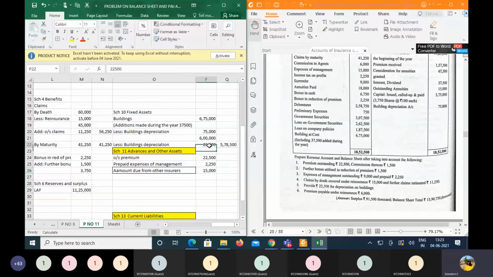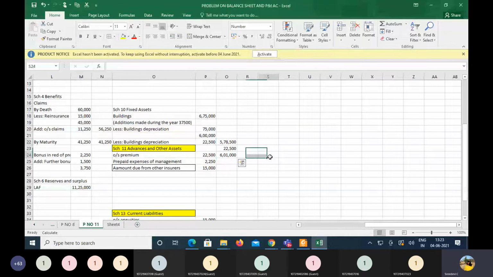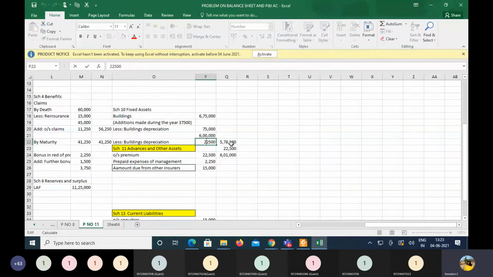We'll check it out later. So it is 5,68,000. But anyway, this botheration we can do later. Next, let me first finish with the adjustments.